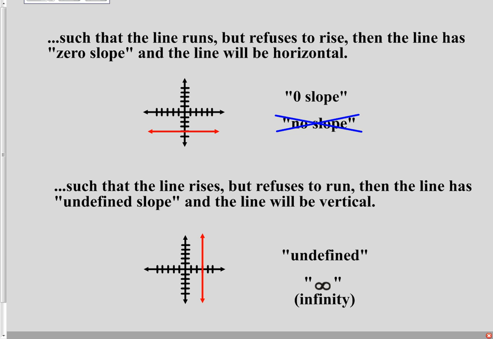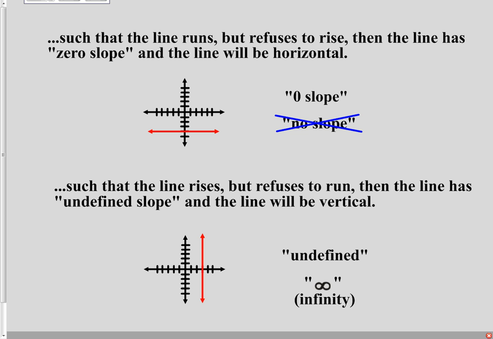Okay, those of you that may have learned an older term where y'all called that graph a horizontal line with no slope, you need to remove "no slope" from your vocabulary. That has been deemed to be an incorrect description of a horizontal line.